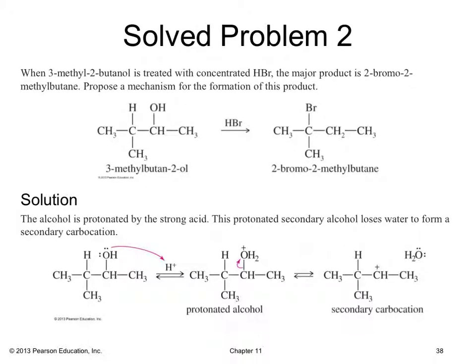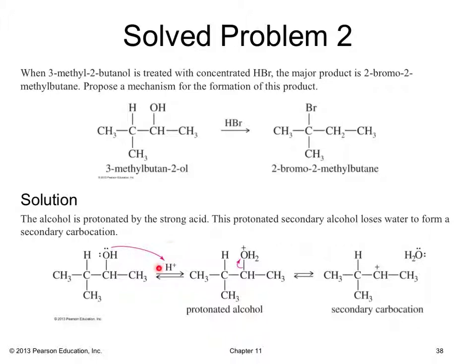So let's do a problem. When 3-methyl-2-butanol is treated with concentrated HBr, the major product is 2-bromo-2-methylbutane. Propose a mechanism for the formation of this product. So butanol, 2-bromo-2-methylbutane.